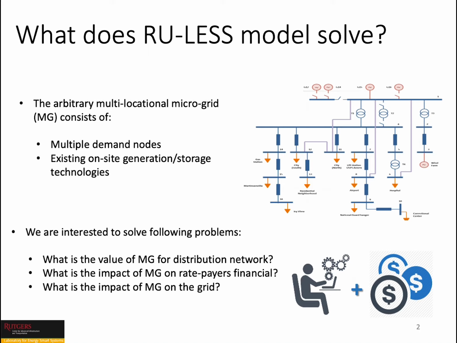The RULess model is interested in solving the following problems. What is the value of the microgrid for the distribution network? What is the impact of the microgrid on ratepayers from a financial sense? And what is the impact of the microgrid on the grid?